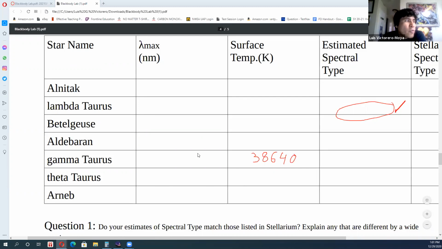As I say, it's a very straightforward lab, and I'm pretty sure you can finish it on the first day that we do this in class.